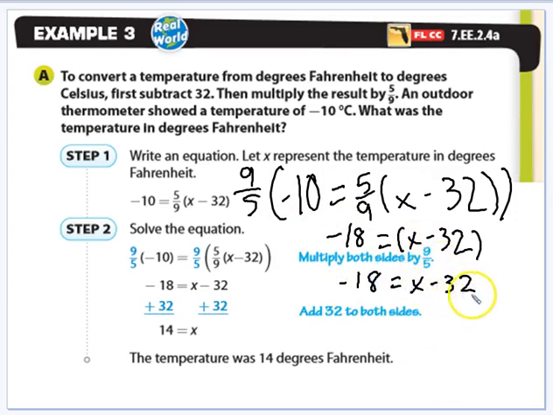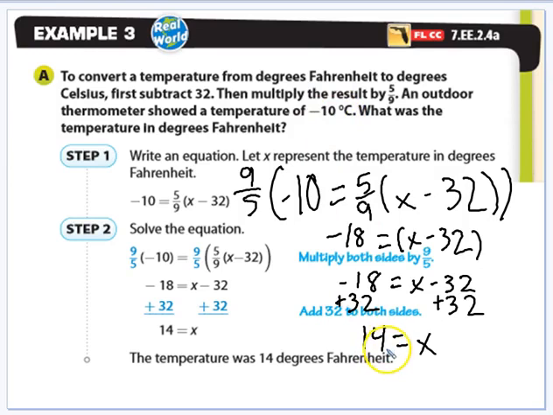So now I need x by itself. Since this is subtraction, I'm going to add 32 to this side. Okay? And when I do that, I get 14 equals x. All right? 14 equals x. So negative 10 degrees Celsius is 14 degrees Fahrenheit.